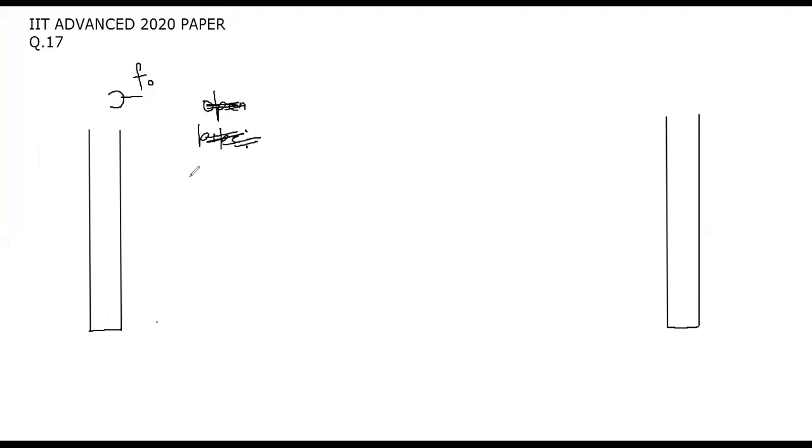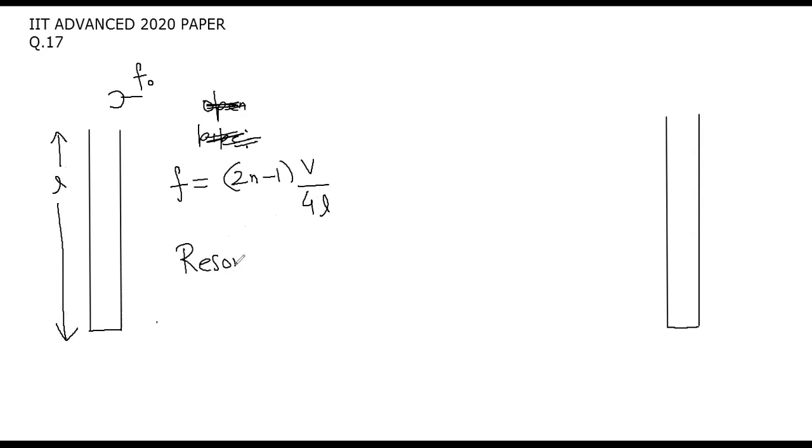So the frequency of oscillations in the pipe will be given by odd multiple of V by 4L, where L is the length of the pipe. Now, for resonance, (2n minus 1) V by 4L is equal to f0.